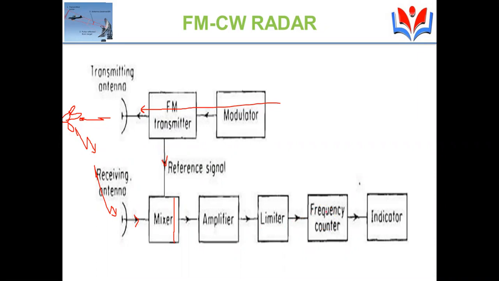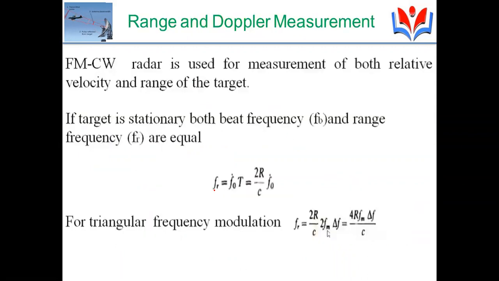Then we have frequency counters. There are two types of counters here, one for measuring the range frequency and another for measuring the relative velocity frequencies. Then we have the indicator showing at what relative velocity that particular target is moving and at what range it exists. So this is the FMCW radar block diagram explanation. Now let us see how it happens.